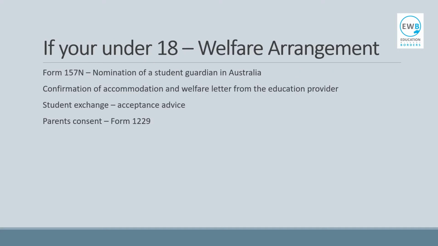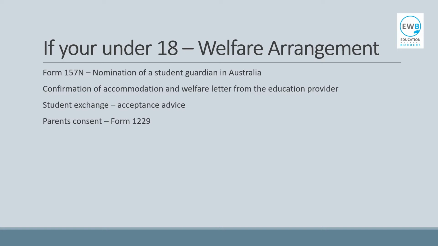If you are under the age of 18, you will need to develop a welfare arrangement and put this in place. Now, this could be for yourself or it could be for a family member that is looking to come to study in Australia. A Form 157N will need to be completed, which is a nomination of a student guardian in Australia. And then you'll also need a confirmation of accommodation and welfare letter from the education provider.